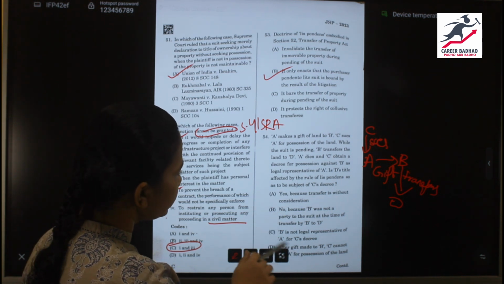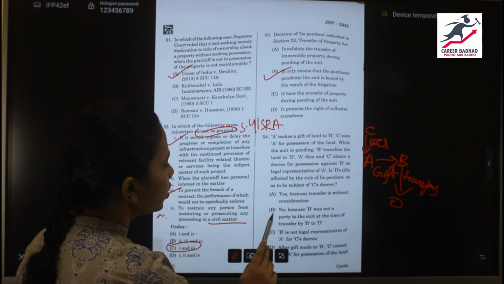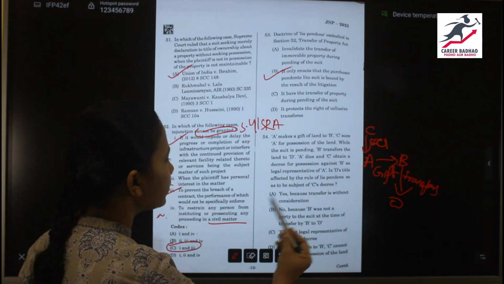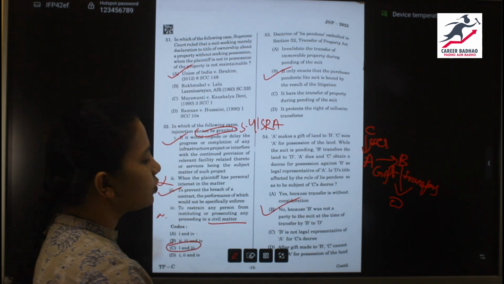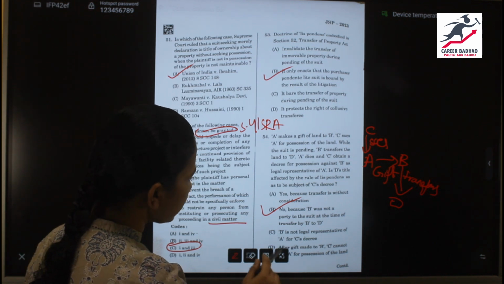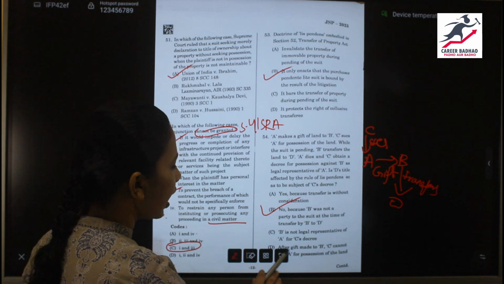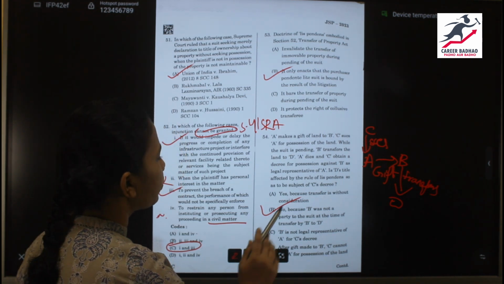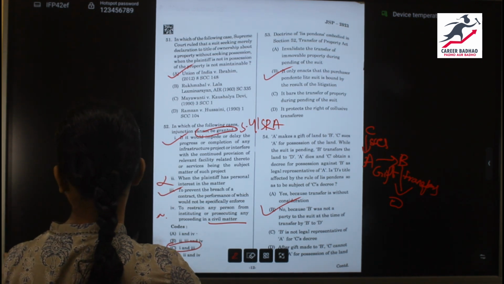Let's see what the options are. Option number A, yes, because transfer is without consideration, no. Option number B, no, because B was not a party to the suit at the time of transfer by B to D, yes, because the transfer took place before the institution of suit by C. And the rest of the options: B is not legal representative of A for C's decree, no, this is not appropriate. After gift made to B, C cannot sue A for possession of the land, no. So the appropriate option would be option number B. Let's move to question number 55.